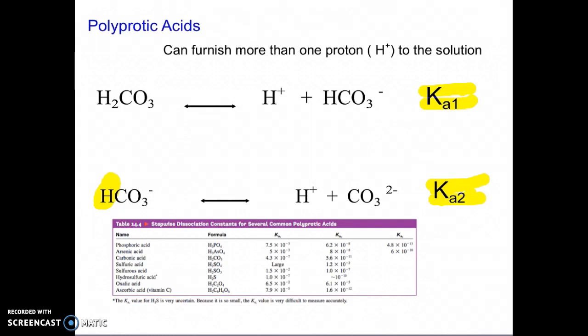And in your textbook on table 14.4, you can see there is a stepwise dissociation constant for several common polyprotic acids. And if you look real closely here, you can see carbonic acid. So their values are right there, okay? Notice that the first protonation is larger than the second protonation. And for a triprotic acid, the third protonation would be even less than the second protonation.